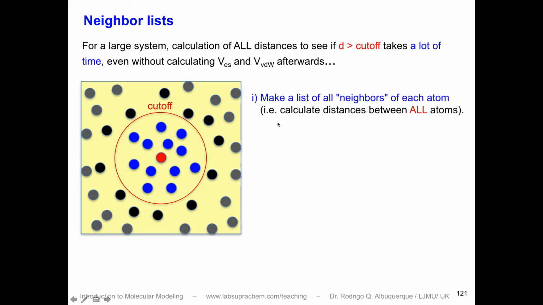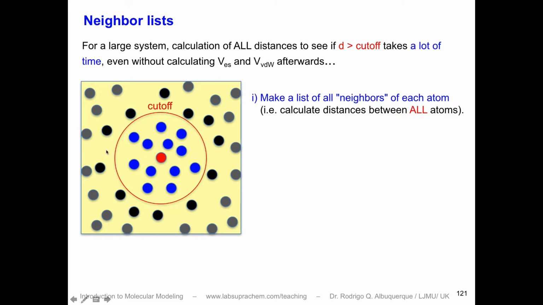So one way to solve this problem, to increase the efficiency of the computation of the electrostatic and van der Waals non-bonded interactions, is by the use of a neighboring list. So we make a list of all neighbors of each atom in the system. In this case, I'm showing all neighbors of this central red atom. We see the blue ones are the immediate neighbors, which means they are at a distance shorter than the cutoff radius, so the non-bonded interaction between the red one and the blue ones will be computed.